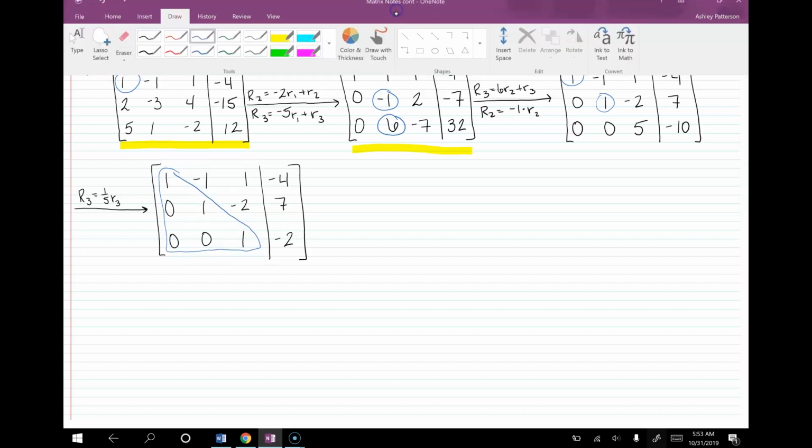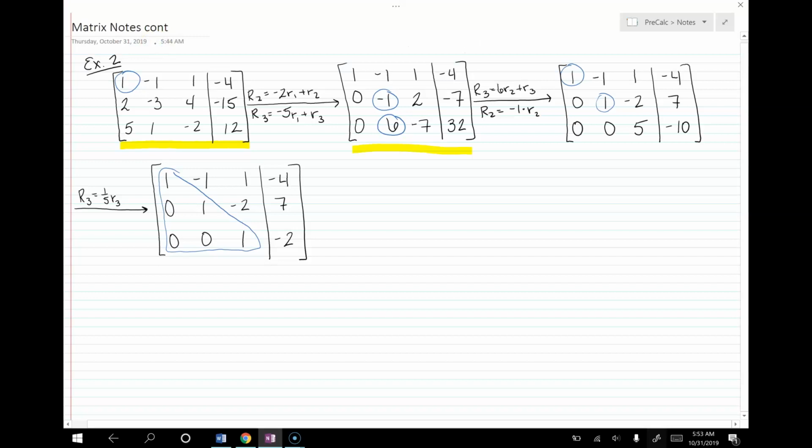Okay, so let's solve it. That bottom row means that z is negative 2. Okay, the middle row says y minus 2 times z is equal to 7. So we just found that z is negative 2, so I'm going to substitute that in. So we get y plus 4 is equal to 7. So y is 3.